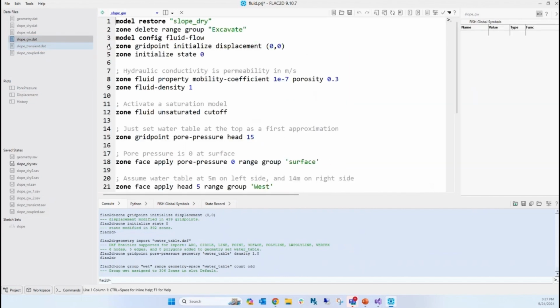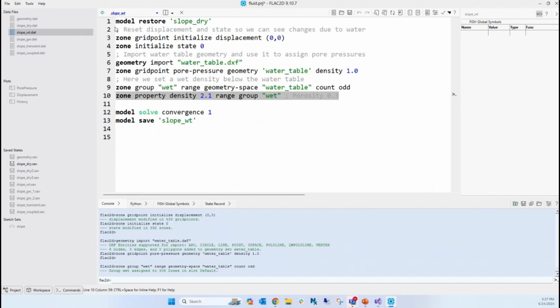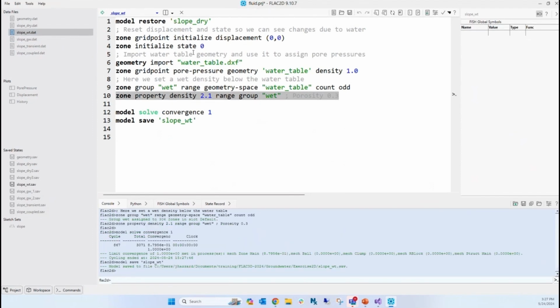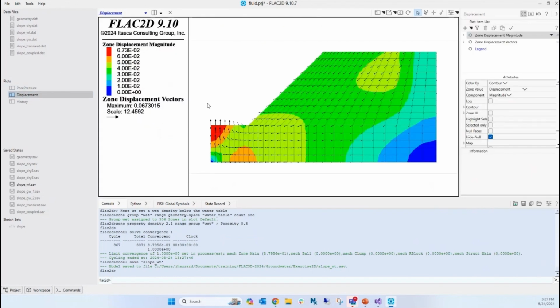Right, so let's just run the whole thing. Shoot, here it is. So you can see what happened here. We added some fluid.